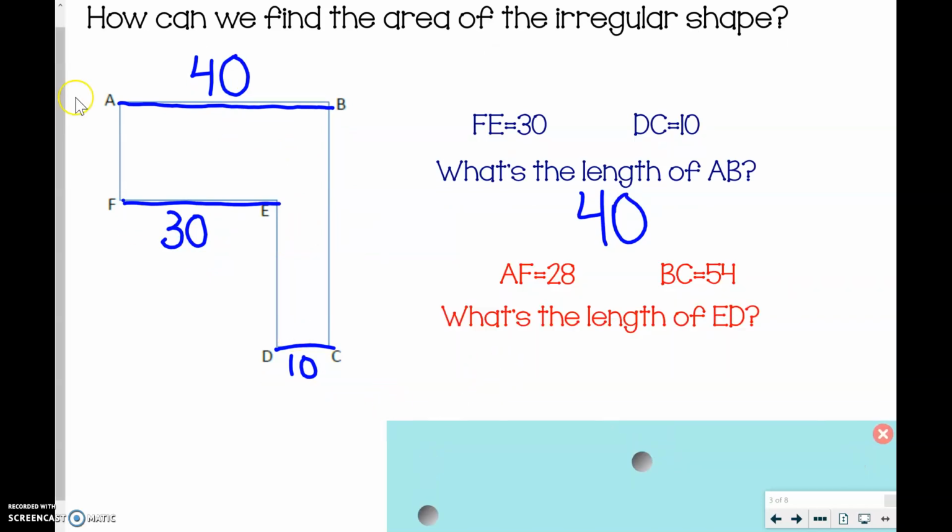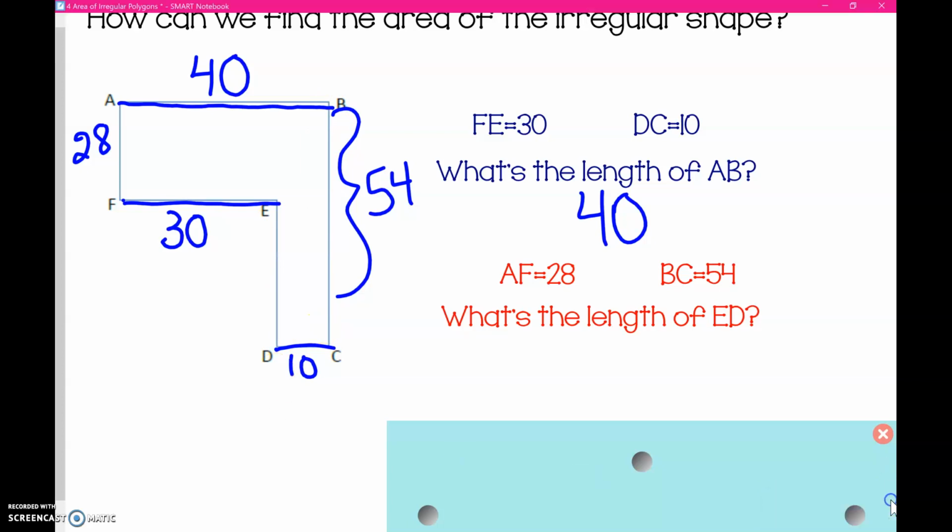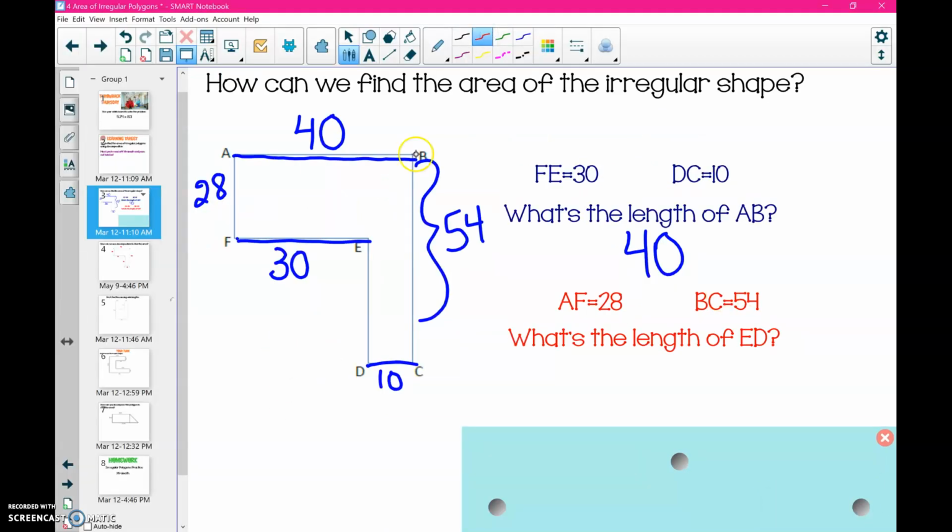How about AF? Right here it's 28, so I'm going to write that there. And then BC is 54, so that's all the way down here. Sorry, Cora's barking in the background. So let's use that BC measurement and that AF measurement to figure out this ED measurement. If BC is this whole length here, let me switch to a different color so that you can see it better, and AF makes up this much, we need to figure out what ED would be. What would the rest of that space be?